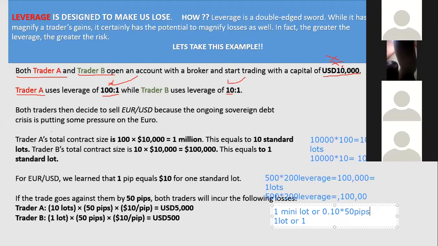So 50 pips times, and we know that the pip value for Euro USD is $10. Don't forget, the pip value for Euro USD is $10. If we multiply this, what are we getting? I think 50, right? Am I right? 50. If I'm wrong, you can correct me, please.